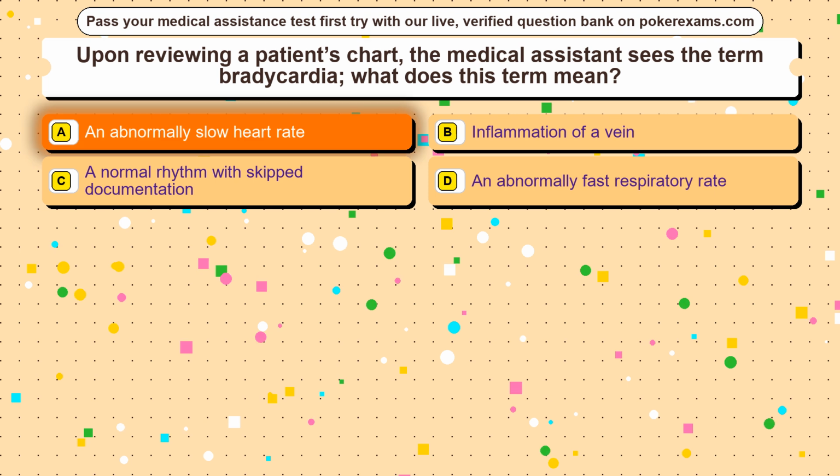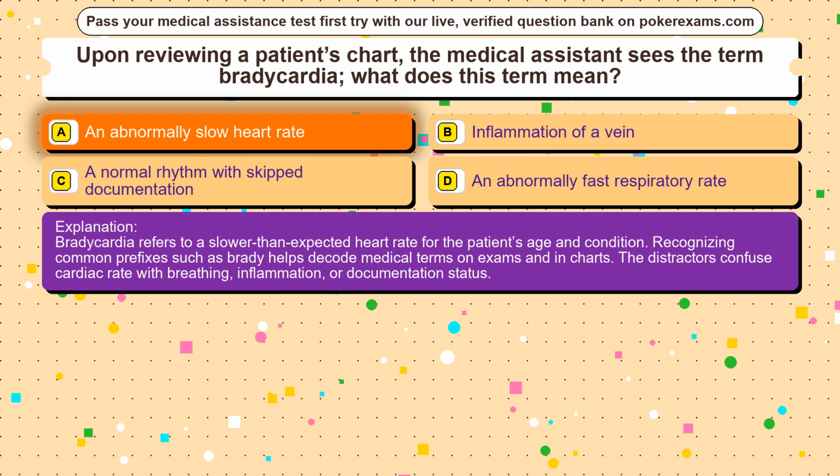The correct answer is option A, an abnormally slow heart rate. Bradycardia refers to a slower than expected heart rate for the patient's age and condition. Recognizing common prefixes such as Brady helps decode medical terms on exams and in charts. The distractors confuse cardiac rate with breathing, inflammation, or documentation status.